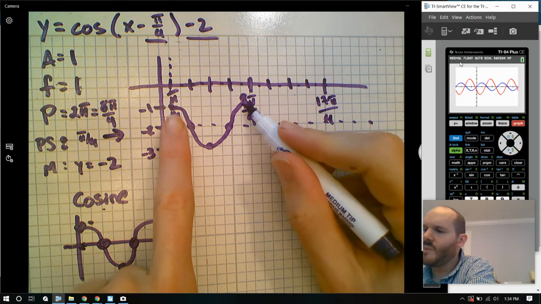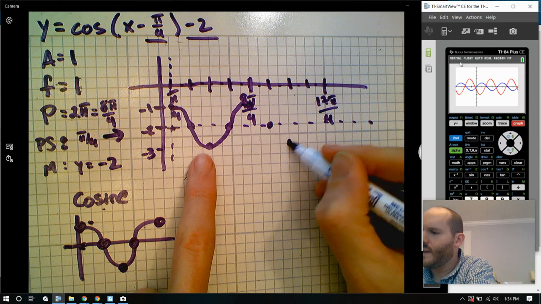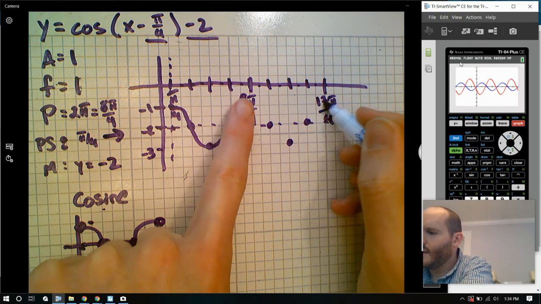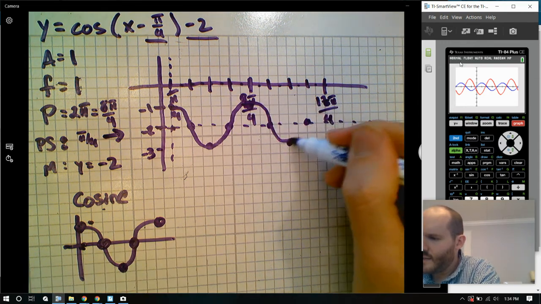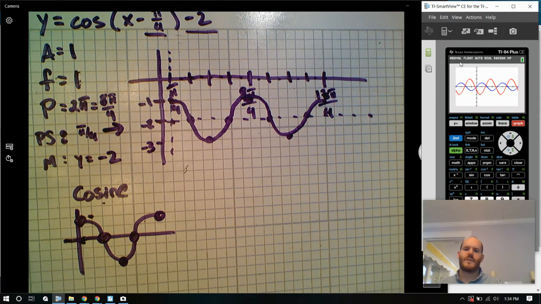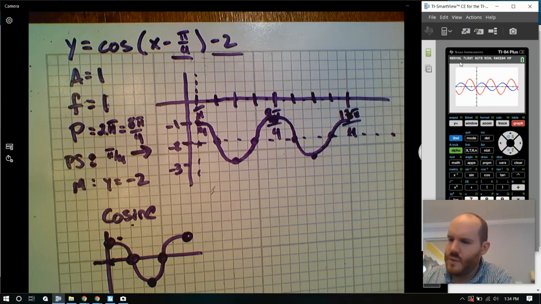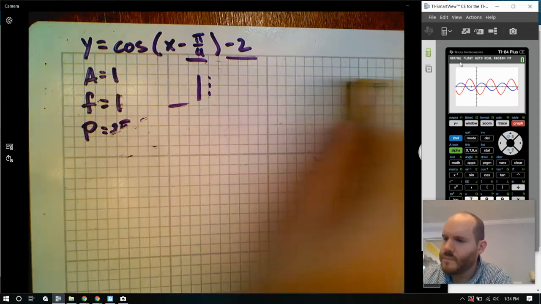I then repeat this pattern, so I have my values, this value, and this value, this value, and this value. And I get a second cycle of that cosine graph. So there's my 2 cycles. For the last example, I'm going to put it all together. This is the most complicated example we've covered so far, coming up.